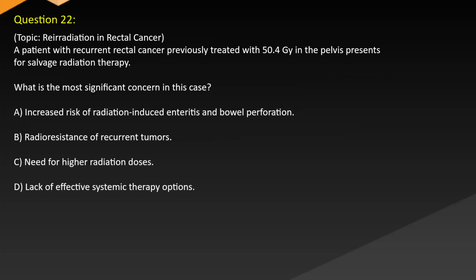Question 22. Topic: Reirradiation in rectal cancer. A patient with recurrent rectal cancer previously treated with 50.4 Gy in the pelvis presents for salvage radiation therapy. What is the most significant concern in this case?